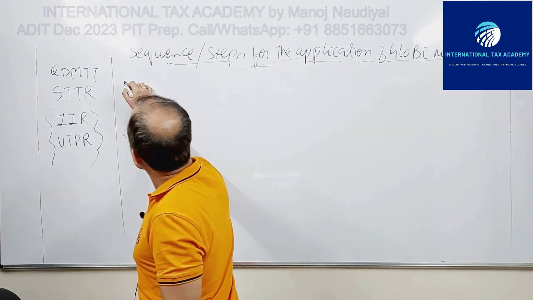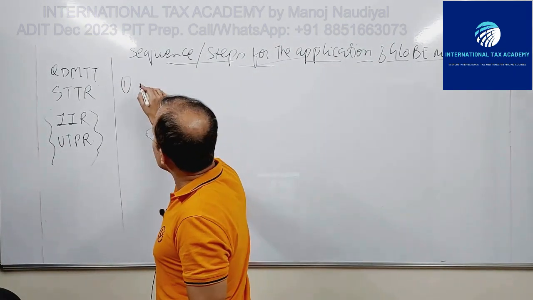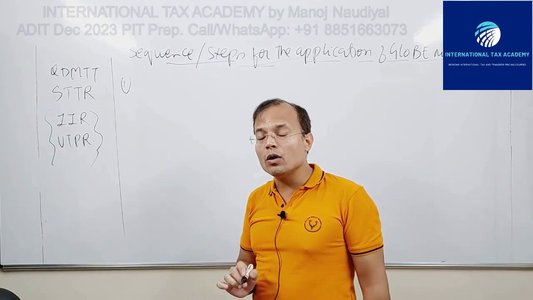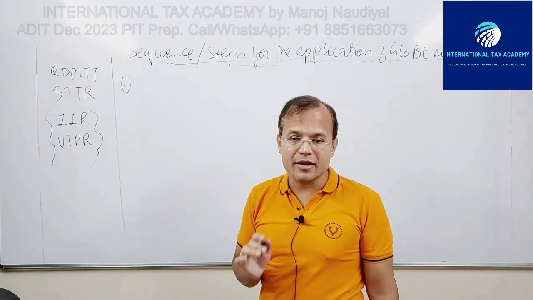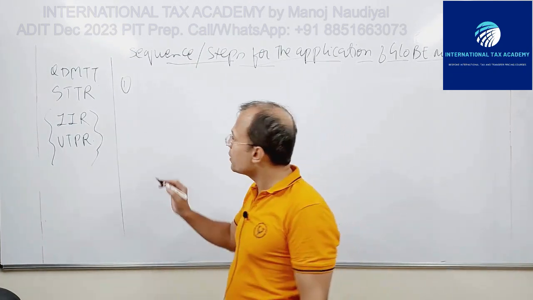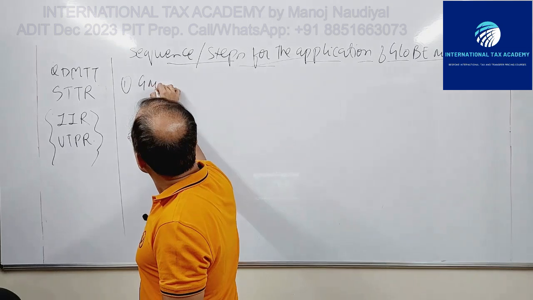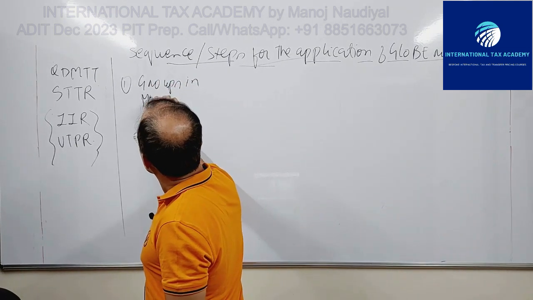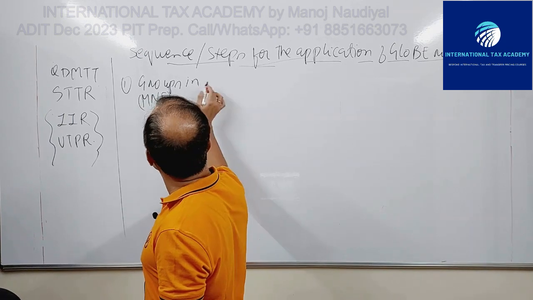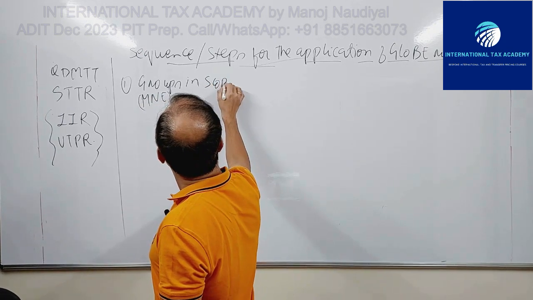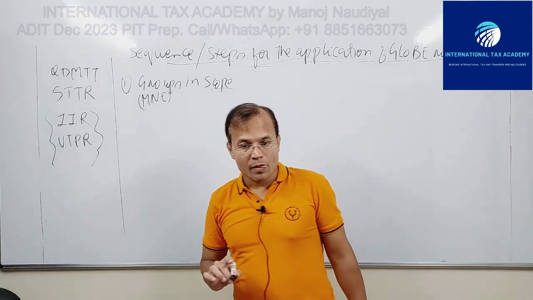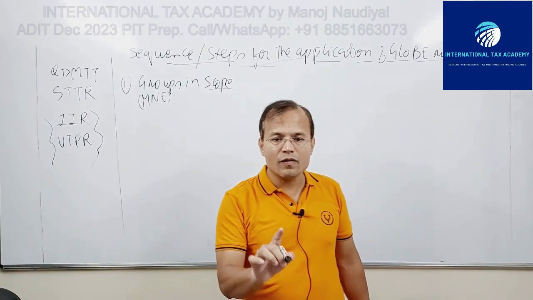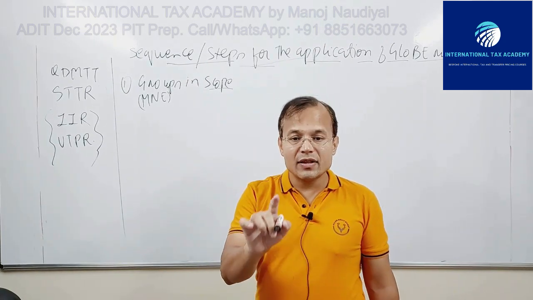Step number one. First of all, you need to find out which groups are in scope. That is M&E groups in scope, as well as the location of each entity within that group.